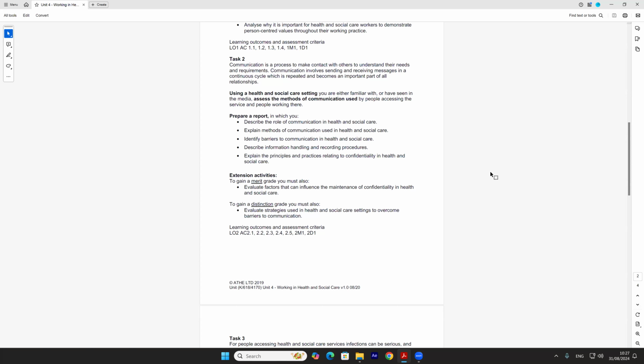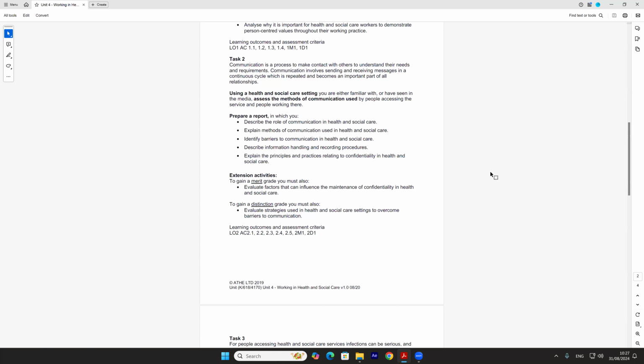Then, why is all of this important? Identifying barriers to communication allows you to address them proactively, ensuring that communication remains effective and that the individual's needs are met. Then we need to discuss the fourth bullet point, which is: describe information handling and recording procedures.